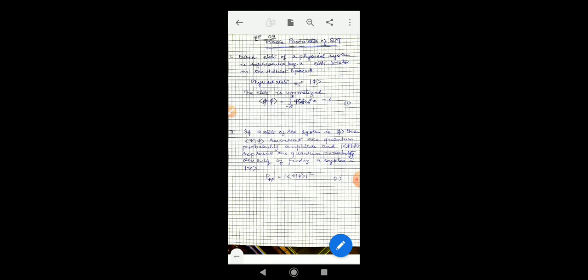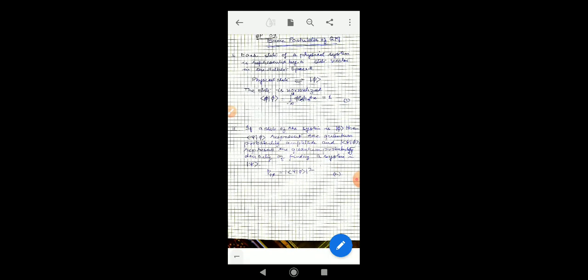The first one is: each state of a physical system is represented by a state vector in the Hilbert space. So a physical state is designated by, say, ket phi in the Dirac notation. If the state is normalized, then bra phi ket phi is equal to, in the integral representation, the integral from minus infinity to plus infinity of phi star x phi x dx, and it is normalized to 1, so it is equal to 1.